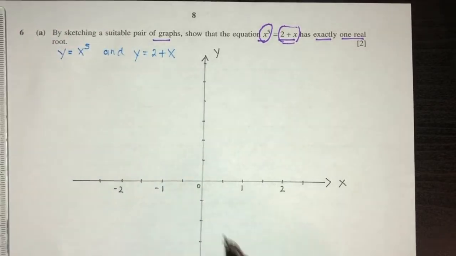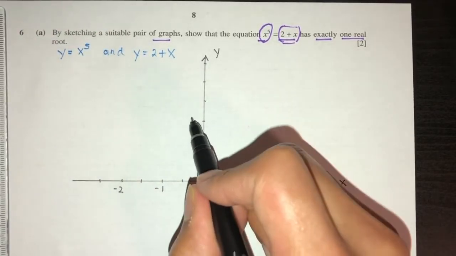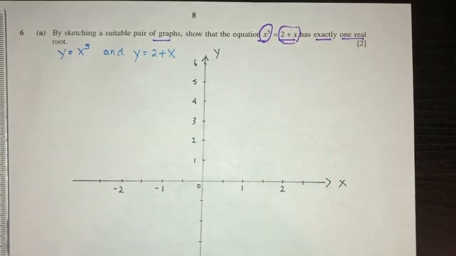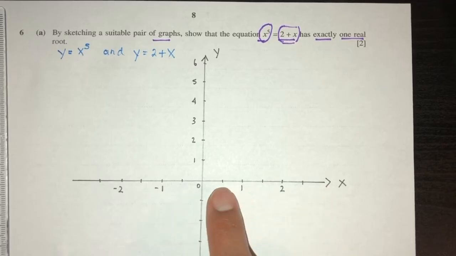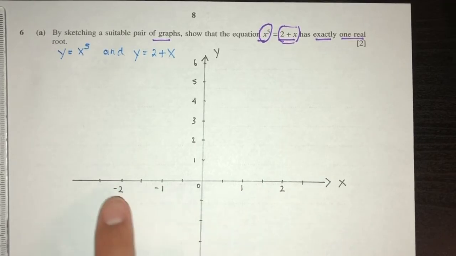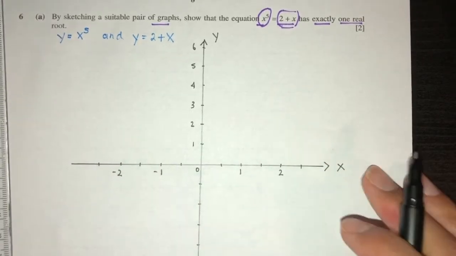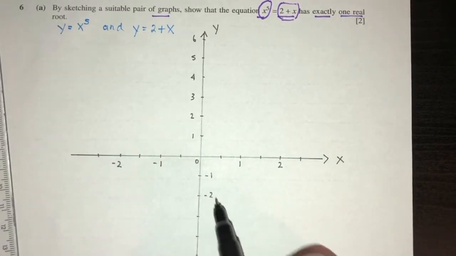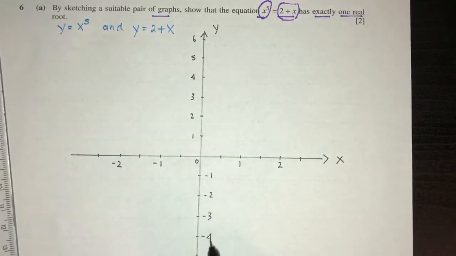So let's use 1, 2, 3, 4, 5, 6. You can use any scale you want, you don't need to copy mine. You can just put 1 here, 2, 3, 4, 5. It is up to you. I'm doing this so I can see what's happening more clearly. It is up to you to choose your scale to draw the diagram. Minus 1, minus 2, minus 3, minus 4.